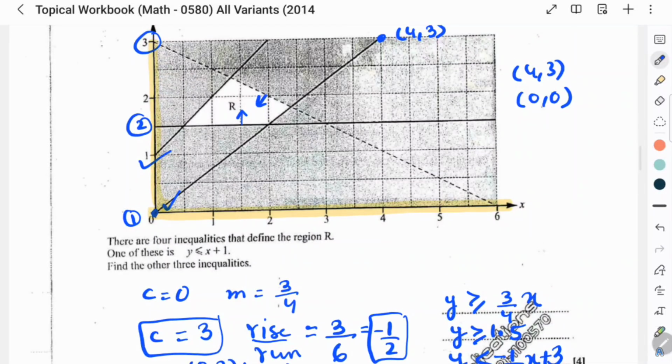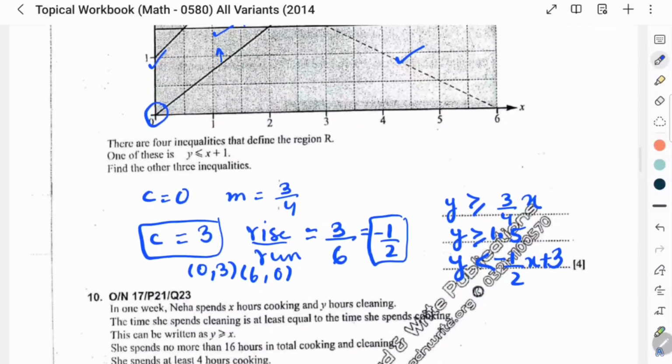Alright, so I hope you understood. First of all, we were shading the unwanted region, that's why we were shading on the opposite side. Here we have to write the inequality for the region. Either it's shaded or not, you will have to do it for the region. So this line is y is less than minus half x plus 3. Its y-intercept is 3. This line is already done. This line is y is equal to 1.5. The region is above, so y is greater than 1.5. And this line also has a positive gradient. We found this was 3 over 4, and its y-intercept is 0. The region is above the line, so y is greater than or equal to.